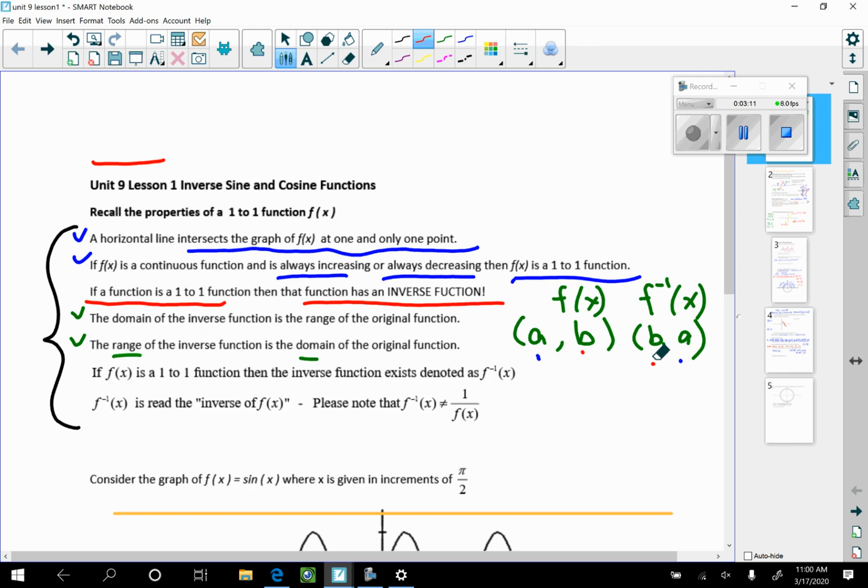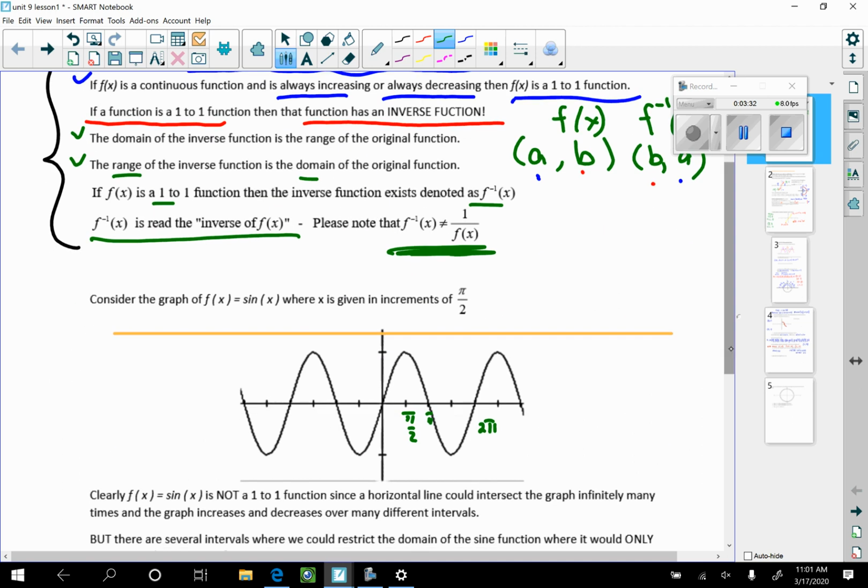Very, very important today. So let's see here, and we recall that if a function is one-to-one, then we denote the inverse as f inverse, and that's how we read that. And we want to note that f inverse does not equal 1 over f of x. So let's get back to our discussion of trigonometry here and look at this function, sine of x.